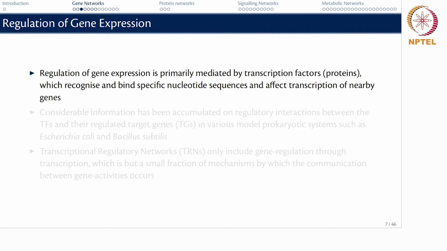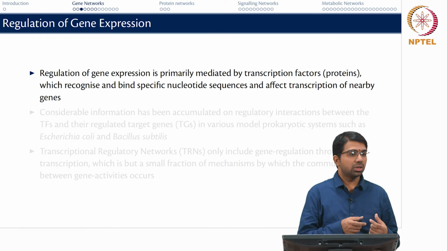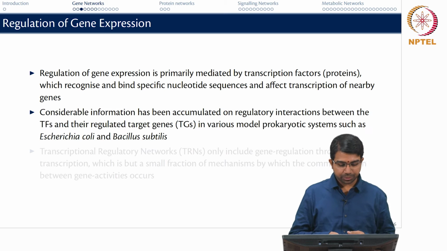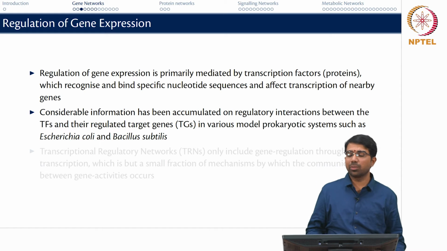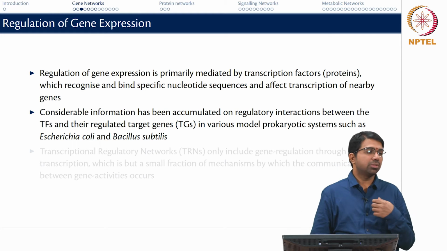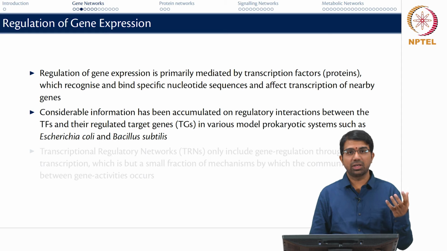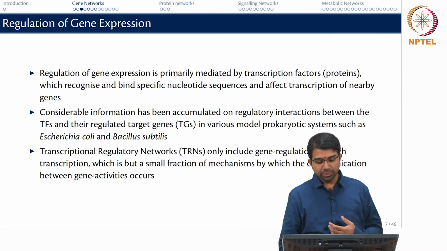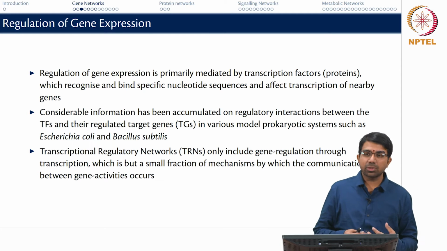So, how does regulation of gene expression work? It is primarily mediated by transcription factors, which are essentially other proteins or other genes, as we will generalize, which bind to specific nucleotide sequences and affect the transcription of one or more genes, right. You may have one or more genes in an operon which will be affected, right. And there is a lot of information that has been accumulated about these regulatory interactions between the TFs and their target genes in different kinds of organisms. These are available across different databases. There is transcriptionfactor.org, which is a particularly popular database, and we will look at different types of these gene regulatory networks.